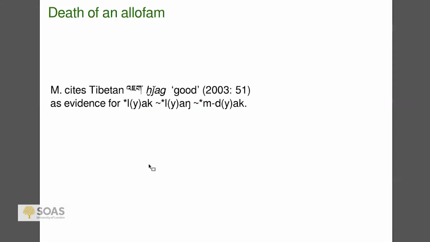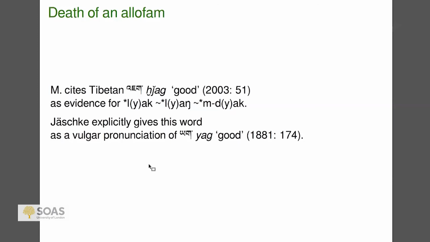But actually in the dictionary he's using, Yeshka, the dictionary author, points out that this is what he calls a vulgar pronunciation of the normal Tibetan word yak. So it's a borrowing from a Tibetan dialect that has regularly changed ya into ja back into Tibetan, not recognizing that that was a Tibetan internal interdialectal borrowing. Matisoff projects the variation back to the proto-language. So that's our first example of some word families that are not real because they're interdialectal borrowing that have been misanalyzed as proto-variation.